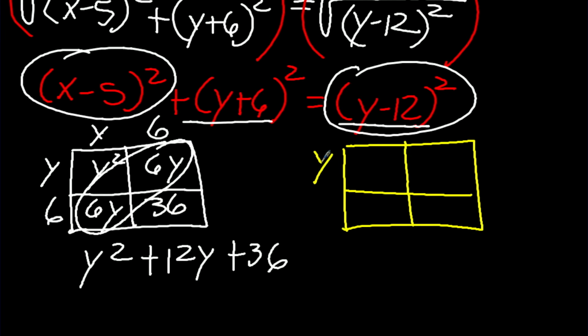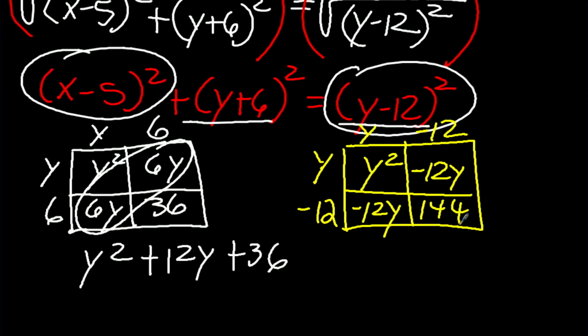So I have y minus 12, and then y minus 12. Y times y gives me y squared. Y times a negative 12 gives me a negative 12y. Negative 12 times y gives me a negative 12y. And a negative 12 times a negative 12 is a positive 144.